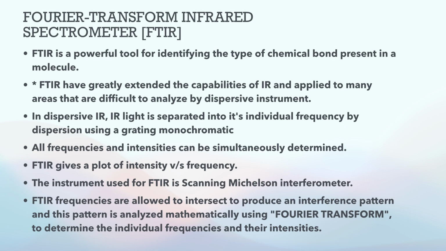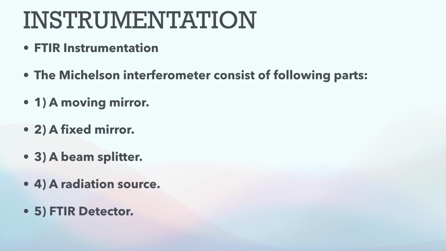In FTIR, frequencies are allowed to intersect to produce an interference pattern, and this pattern is analyzed mathematically using the Fourier transform to determine the individual frequencies and their intensities. FTIR instrumentation. The Michelson interferometer consists of the following parts. First, a moving mirror. Second, a fixed mirror. Third, a beam splitter. Fourth, a radiation source. And fifth, the FTIR detector.